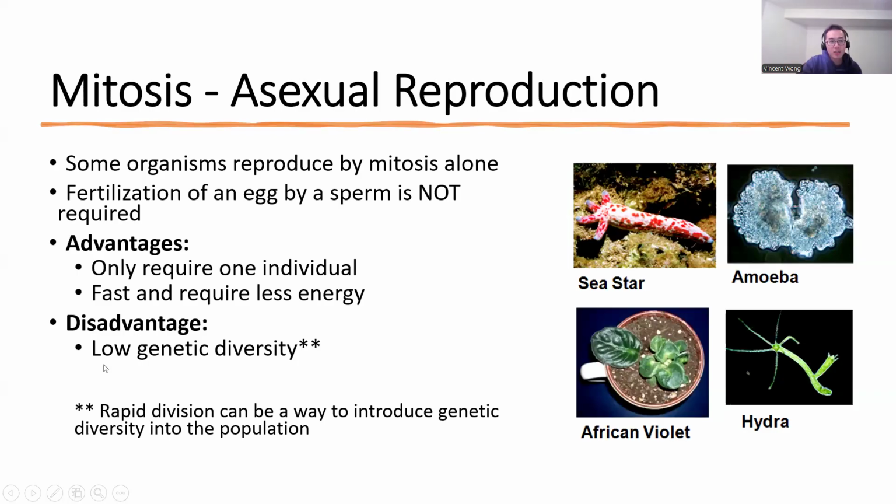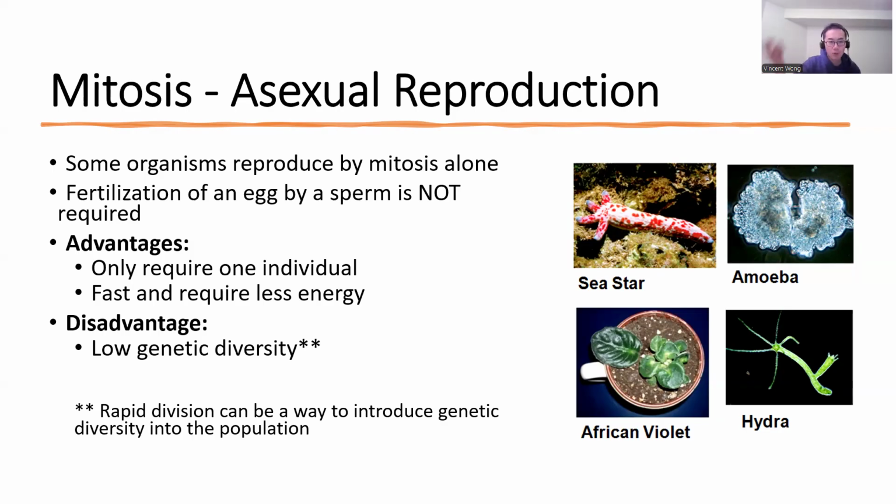The biggest disadvantage is low genetic diversity. You're not going to be able to create much variation. So if there is a bad mutation in the cell, all the cells that come after that are going to carry the same bad gene. But we will see later on in the course that rapid division can actually be a way to introduce genetic diversity. So this last point is a bit of a paradox.